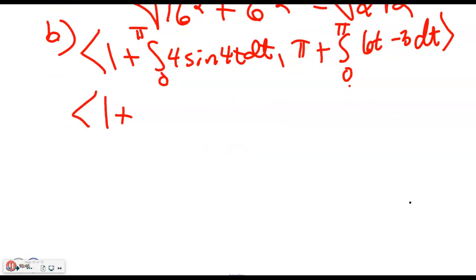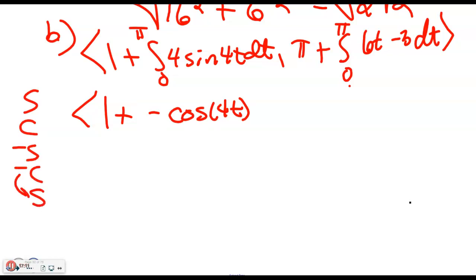You do 1 plus. This is u-substitution, and it's in your face pretty much. Who's u? 4t. Who's du? 4. The antiderivative of sine is negative cosine. And then if it were me and I was on a test, I'd take the derivative of that just to make sure. The derivative of negative cosine is sine. It'd be sine 4t times 4. I'm good, and then I'd move on. So watch your signs on the sines.